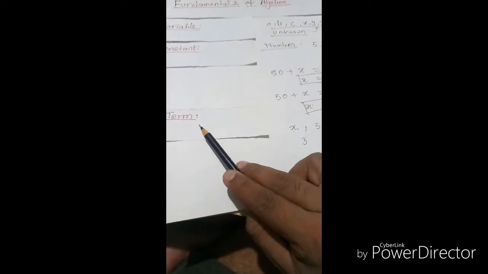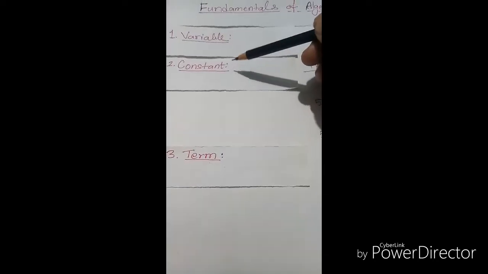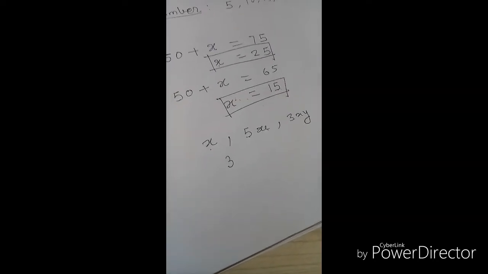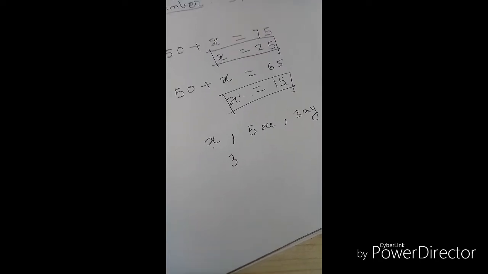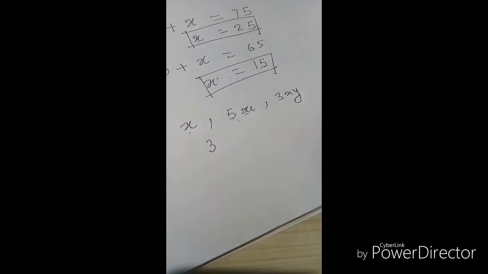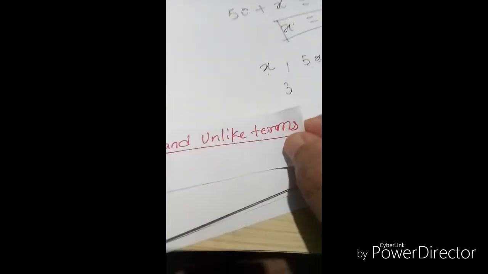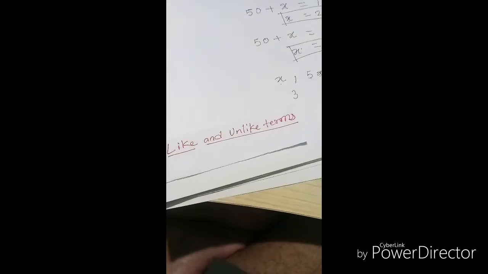So a term is made up of a variable, a constant, or both together. This is exactly what is called a term. Let's move to the next part to understand what are called like terms.